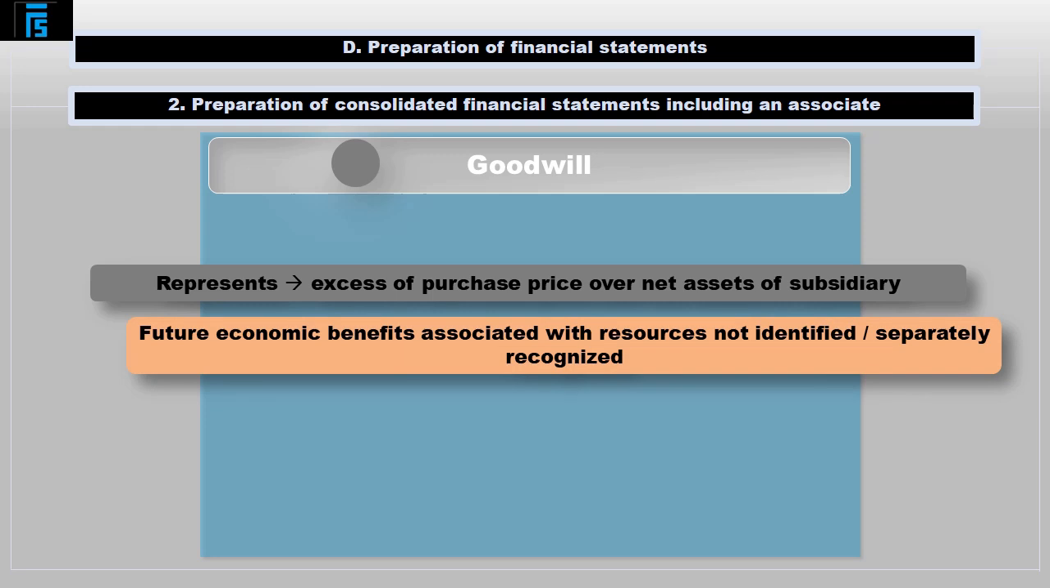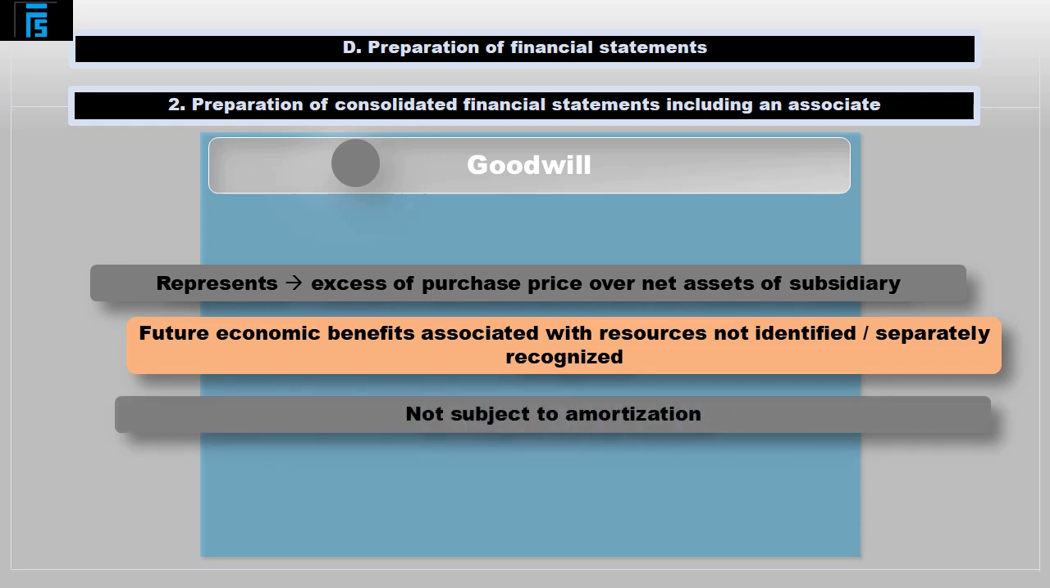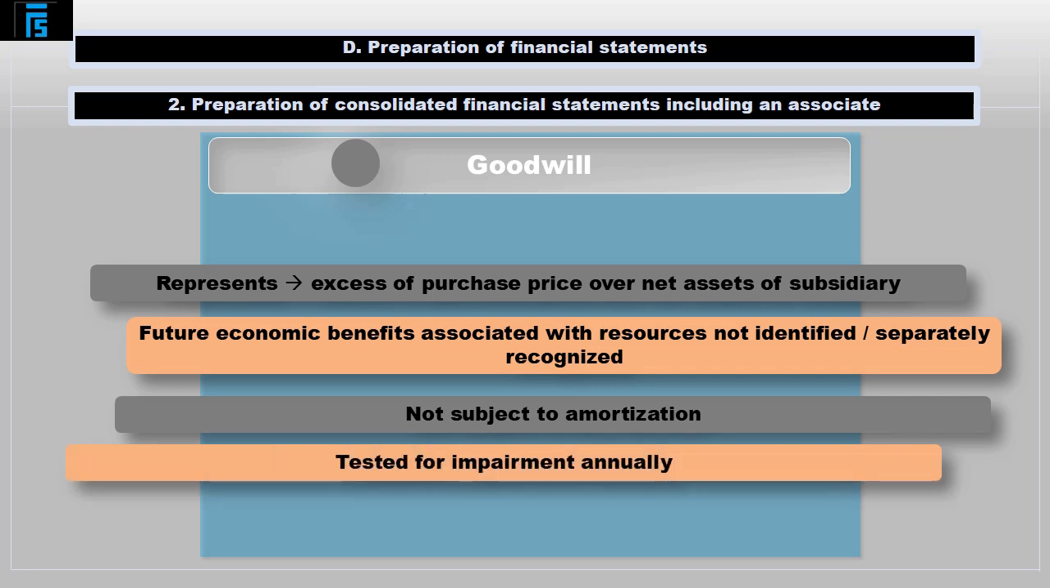Accordingly, it may be thought of as corresponding to the future economic benefits associated with those resources acquired in the combination that are not individually identified and separately recognized, such as hoped for synergies or the reputation of the acquired business. Under IFRS, goodwill is treated as an intangible asset which is not subject to amortization. Instead, it must be tested for impairment on an annual basis in accordance with the rules laid out in IAS 38.